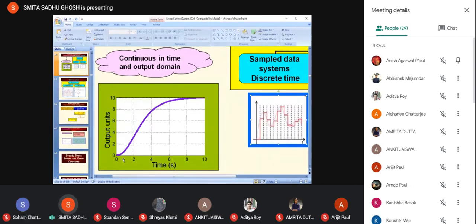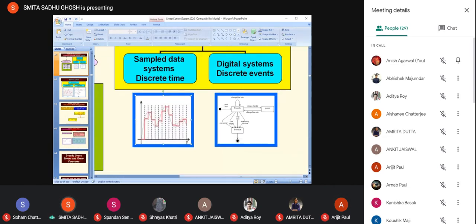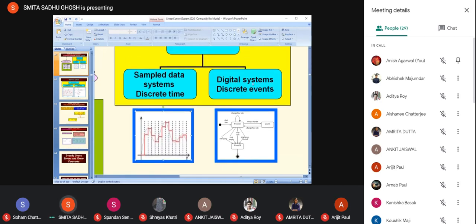Right? So in that case, the output is a discrete one, and discretization exists along the output domain, in which case, what do we call those systems where discretization exists along the output domain? Discrete time system. Digital. Yes, both sample data systems as well as digital systems are discrete time systems, but in case the output is discrete, those systems are called digital systems.